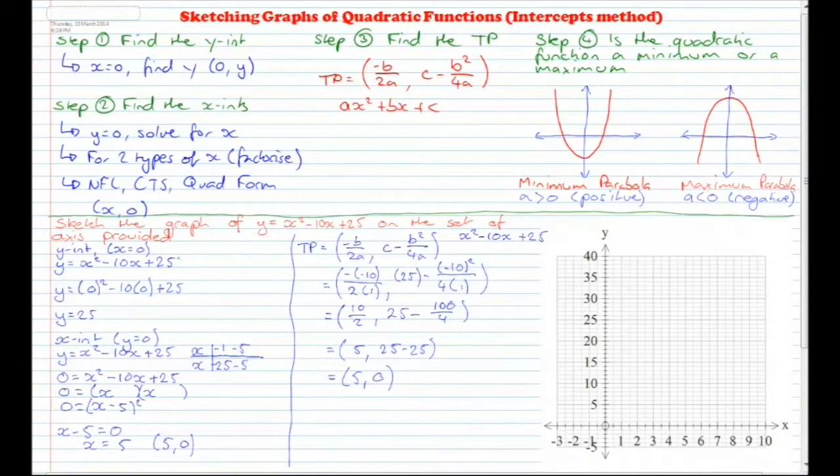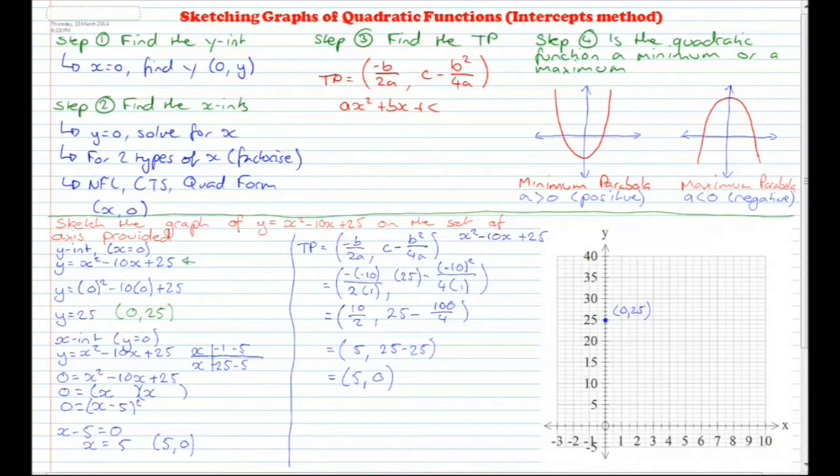Alright, so welcome back now. As you can see here, the very first step that we always need to do when sketching quadratic equations is find the y-intercept. We do that by making x equal to 0. So I've written out the equation, and then I substitute in x equals 0. When you get 0 squared minus 10 times 0, you just get 0, plus 25 is 25. So you end up getting the coordinates (0, 25). Let's plot that point over here at (0, 25), and we write it in here.